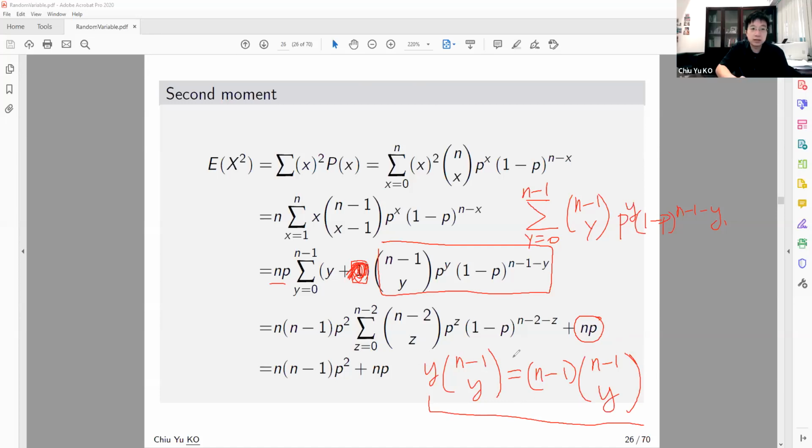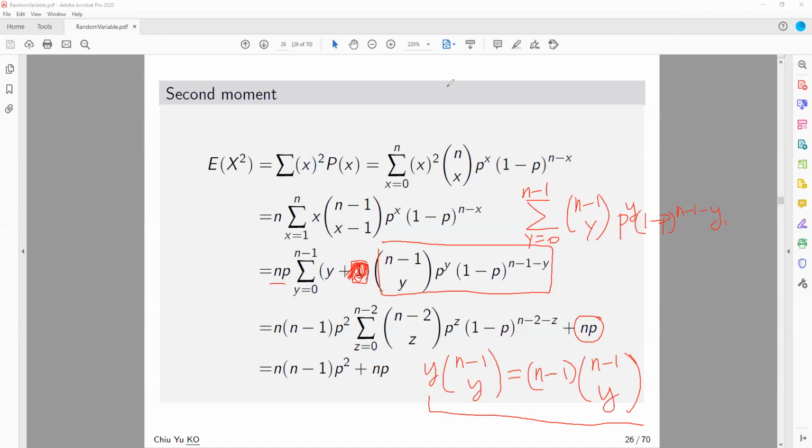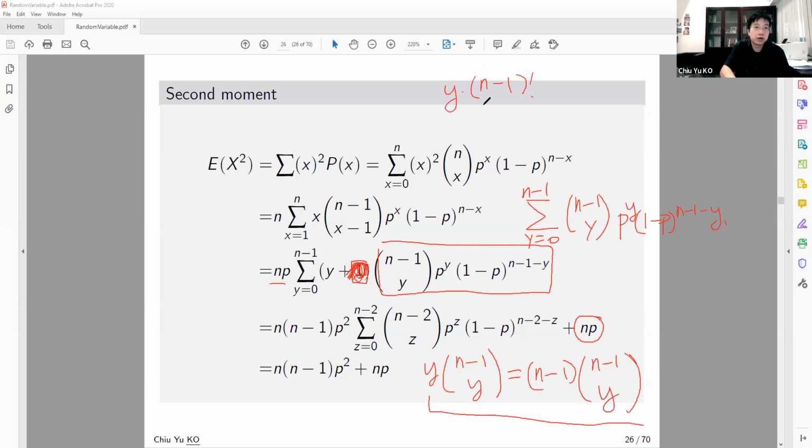Is that one okay? You can think it's proven. (n-1)! over y! (n-1-y)!, and the y cancels out, giving you (y-1)! (n-1-y)!, and n plus 1 taken out. This gives you the n minus, oh, sorry, it's n minus 2.